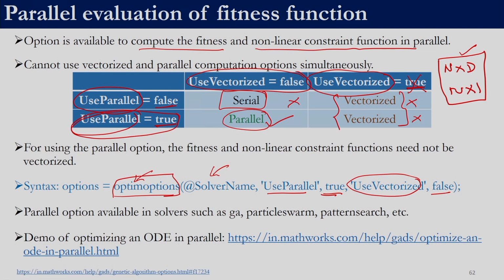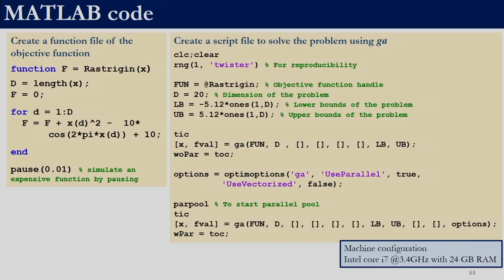So, here we will show you an example, but there is also another example given by MathWorks wherein they have an optimization problem involving ordinary differential equations and they use parallel computing to solve it. If you are interested, you can also look into that example. So, here what we are doing is we are taking the same Rastrigin function which we have discussed previously, right.